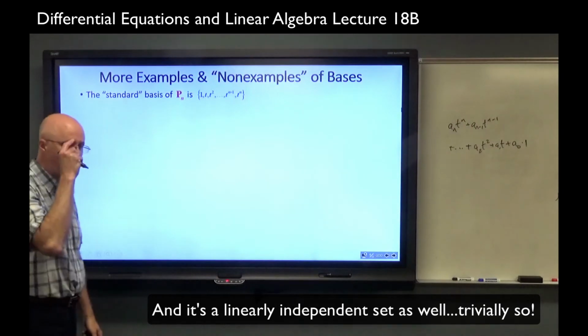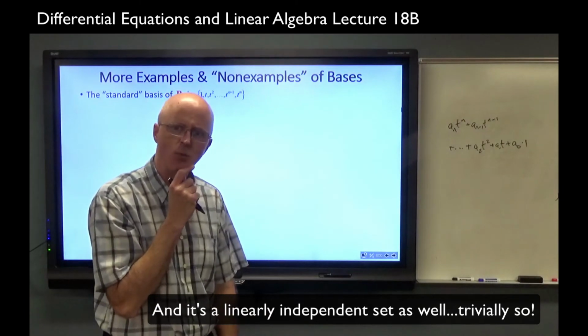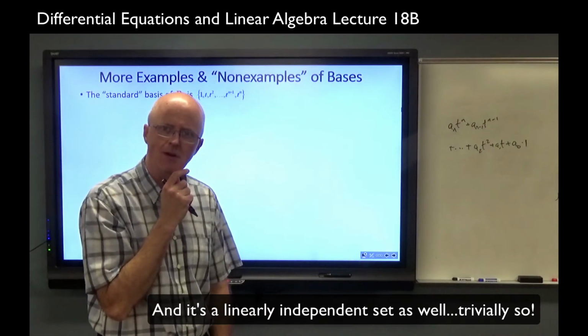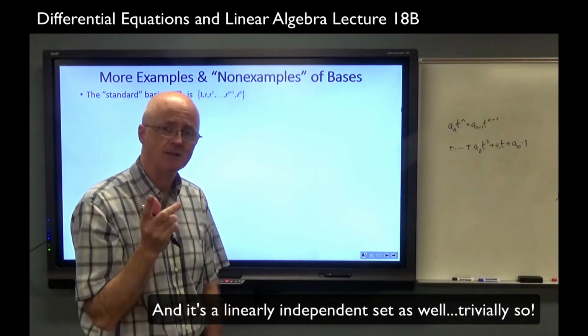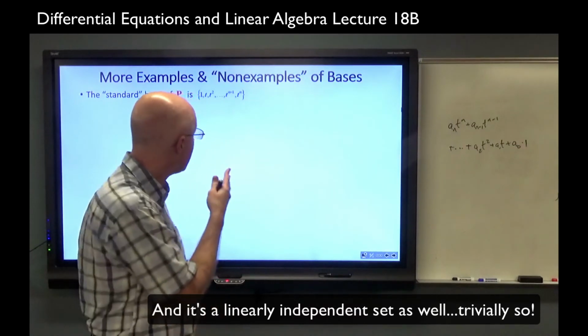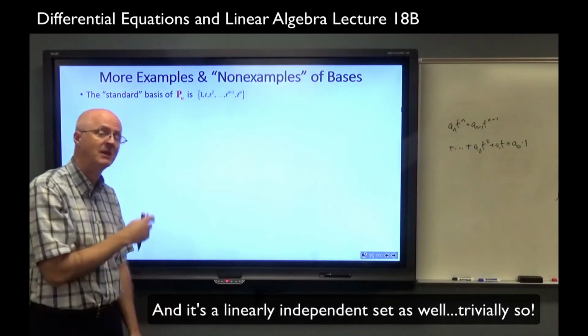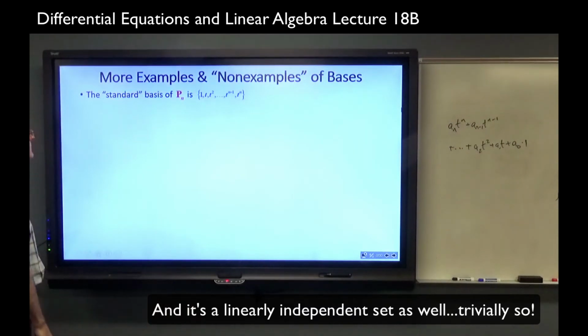The fact that there's n plus 1 of them means Pn is actually n plus 1 dimensional. Any basis of R3 has 3 vectors. Any basis of Rn has n vectors. Pn ends up being n plus 1 dimensional because any basis has n plus 1 polynomials.